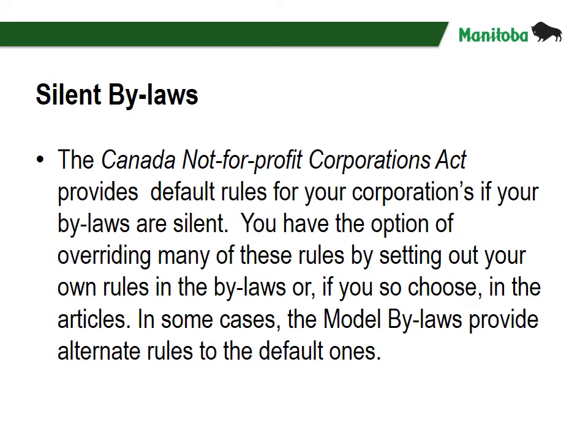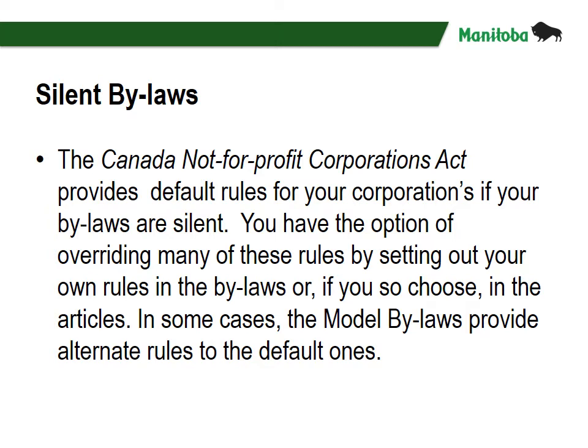Silent bylaws. The Canada Not-for-Profit Corporations Act provides default rules for your corporations if your bylaws are silent. You have the option of overriding many of these rules by setting out your own rules in the bylaws, or if you choose, in the articles. In some cases, the model bylaws provide alternate rules to the default ones.